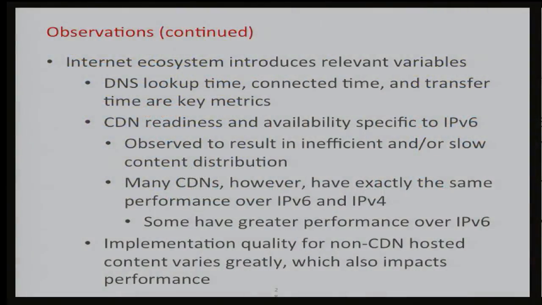So here's where we saw the greatest variety of things, right? When we do the internet-facing measurements, if you get inside of our head, we're trying to break this down into bite-sized chunks. We have to take into consideration things like DNS lookup times, connect times, and transfer times, right? What we really tried to do was simulate, as best as we could in an automated fashion, what a customer would experience. What we noticed over the past few years is that CDN readiness and availability specific to V6 played a huge role in this, right?